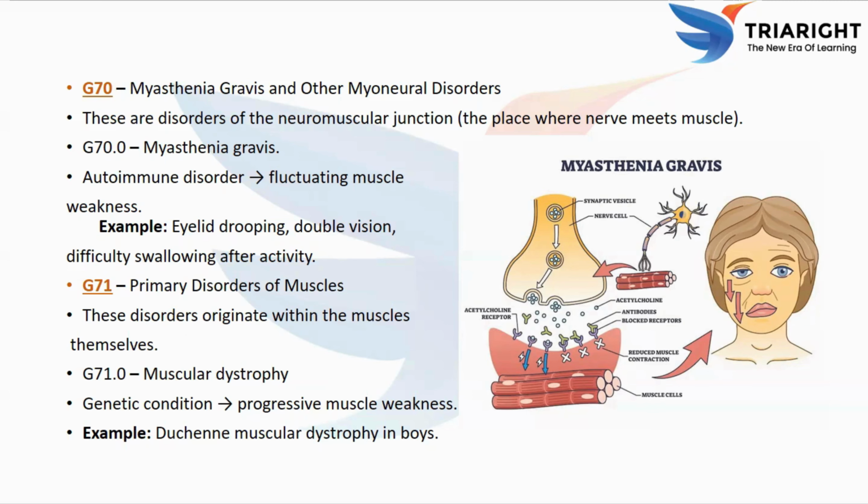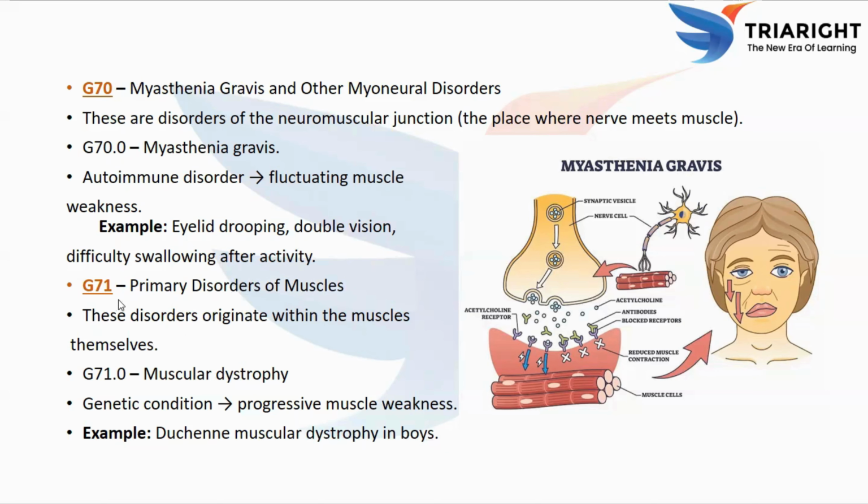So what is a common example of G71? It's Duchenne muscular dystrophy, nothing but DMD. This DMD is most common in boys. Due to the mutation in the dystrophin gene, you can get affected by this DMD. Children who have DMD show difficulty walking, climbing stairs, and they may use the Gowers sign to stand up. So this is about muscular dystrophy.